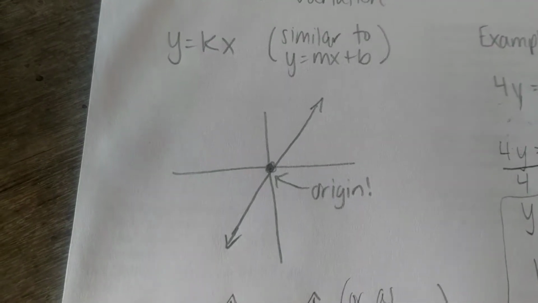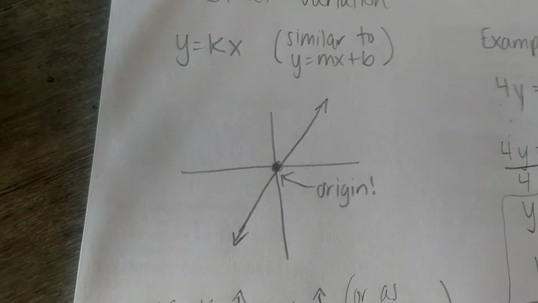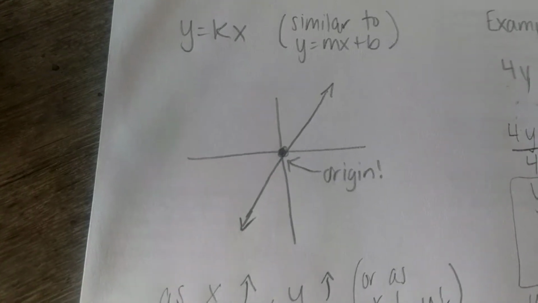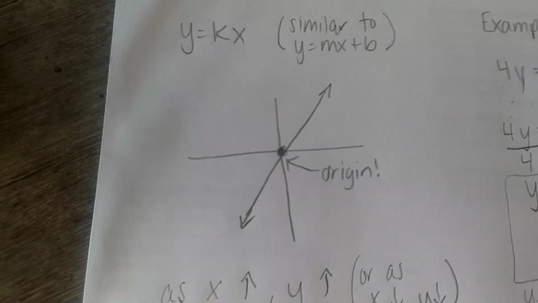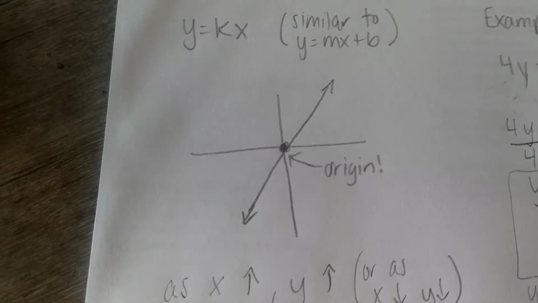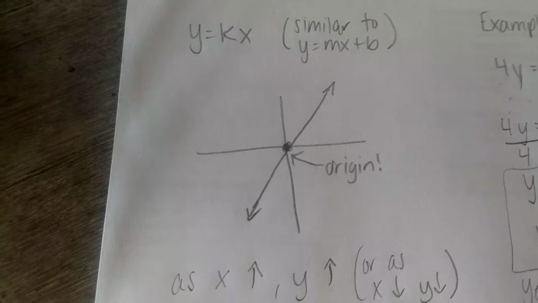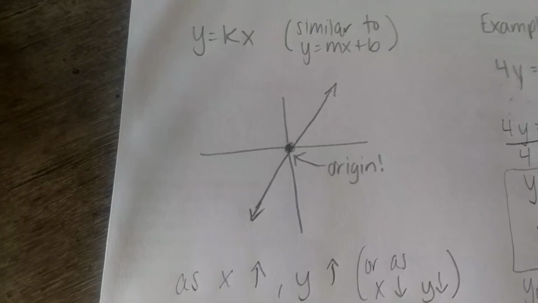For example, a real-life situation for direct variation might be something similar to if you make $10 an hour, your equation would be y equals 10x, meaning that if you don't work, you don't make any money. And if you do work, for every hour that you work, you earn $10 an hour.